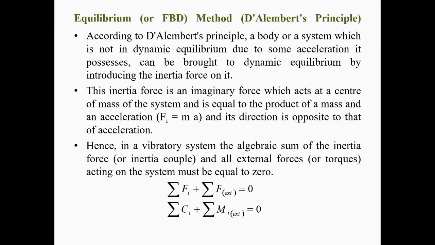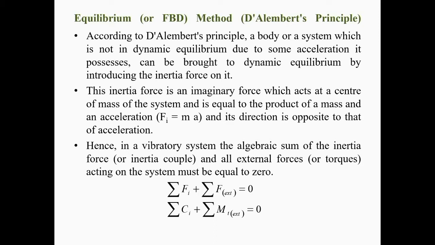Now we are going to determine the equation of motion using the FBD method, or we can say the equilibrium method. Here the FBD method is based on D'Alembert's principle, so first of all we need to understand what D'Alembert's principle is. D'Alembert's principle is used to analyze a system which is not in dynamic equilibrium. According to D'Alembert's principle, a system which is not in dynamic equilibrium due to some acceleration it possesses can be brought into dynamic equilibrium by simply introducing the inertia force acting on it.